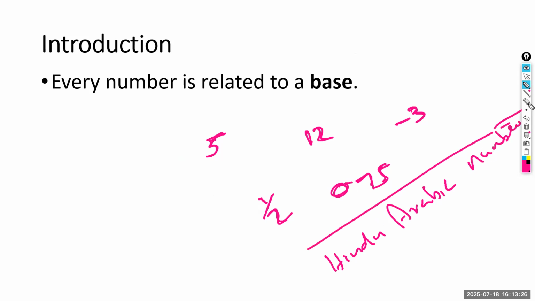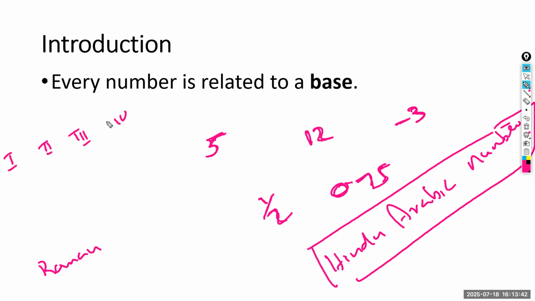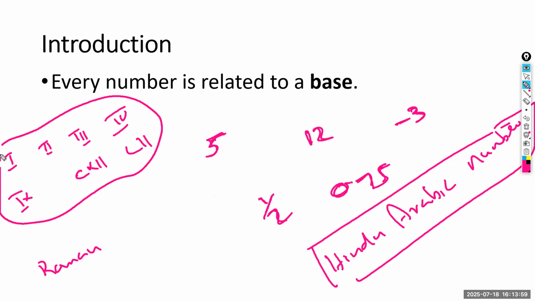And before the Hindu Arabic number system came, we had different types of number systems: Babylonian numbers, Greek numbers, Roman numbers. For example, if you take Roman numbers, it's very primitive: 1, 2, 3, 4. Then you have something like 9, 50, 100, C, L, and so on. So this is a very primitive number system, but these are Roman numbers.